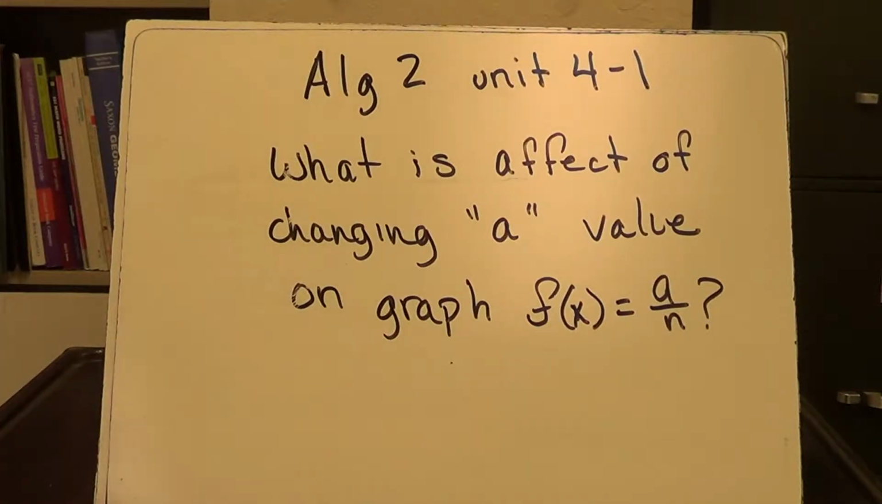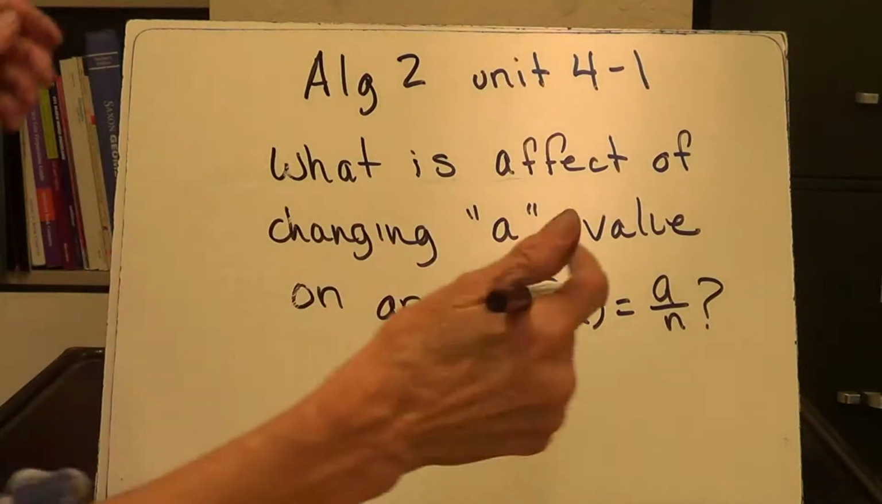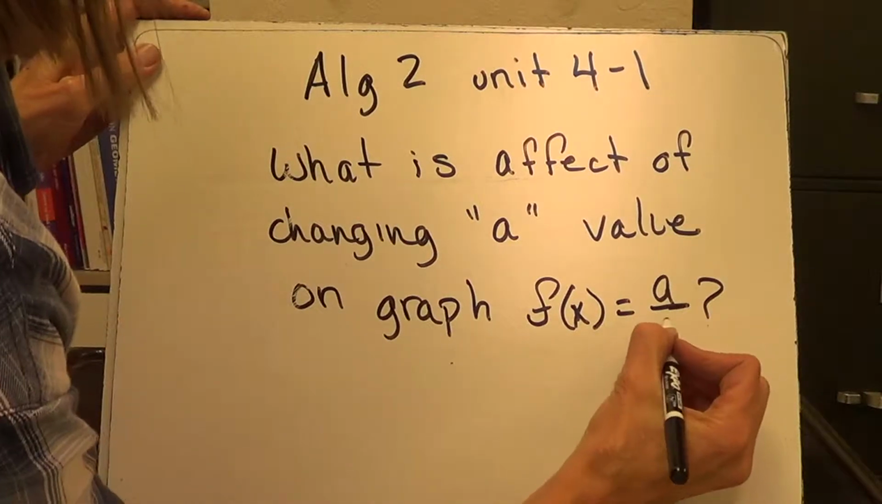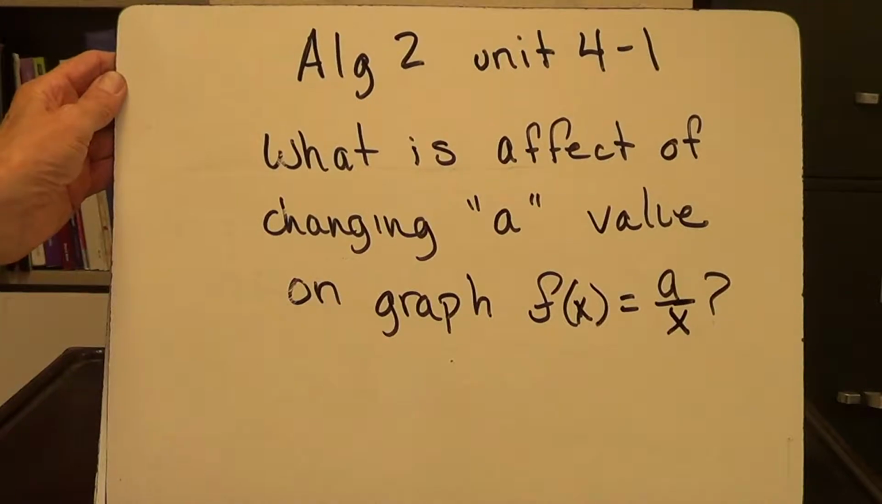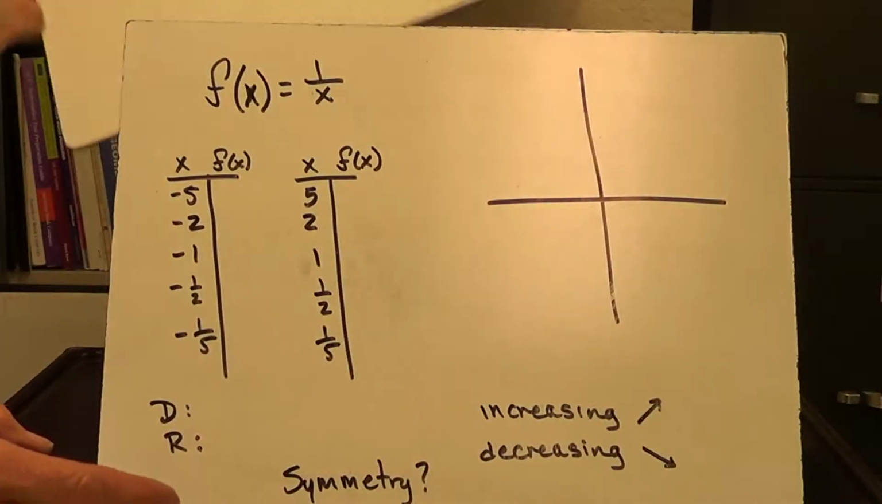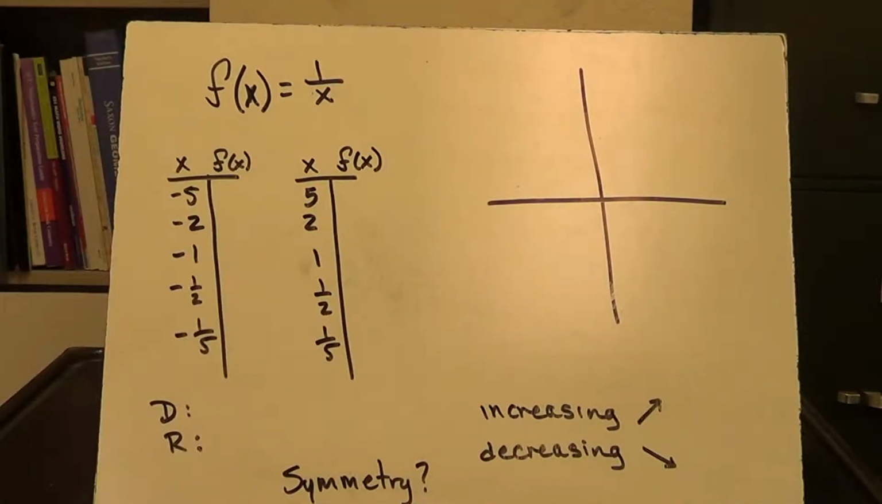What is the effect of changing a value when you're graphing a over x? I bet you already have a guess. If you've been doing transformations with me, you do. Okay, so let's just look at a parent function here.